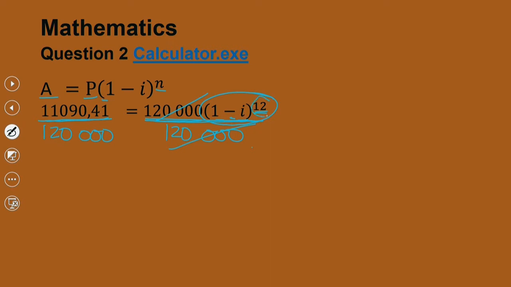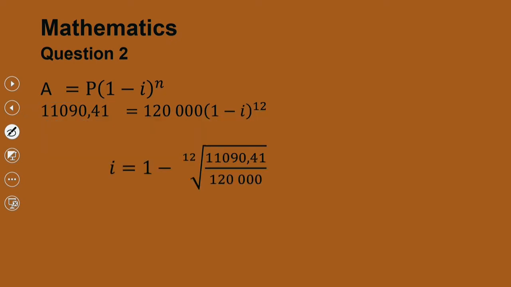But this 12, we can get rid of it as well by taking the 12th root on the right-hand side, and on the left-hand side as well, we can take the 12th root. So that we end up having the following. 1 minus I, can you see? And the 12th root of 11,090.41 over 120,000. That is a 12th root.